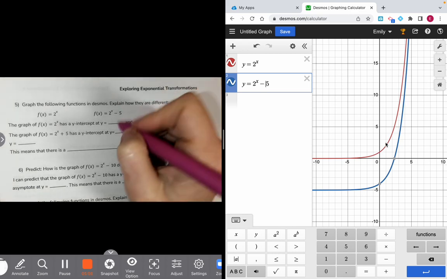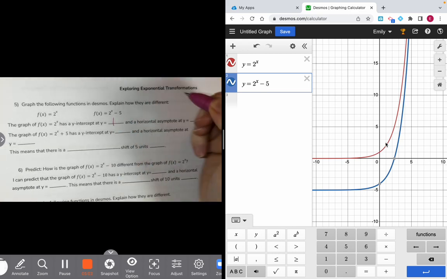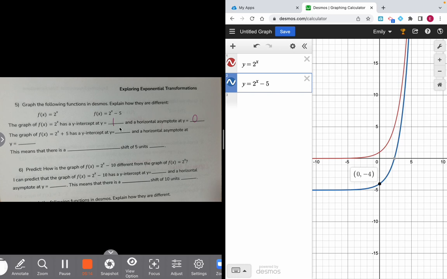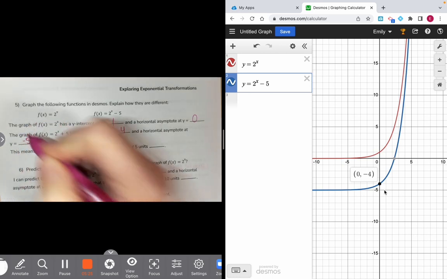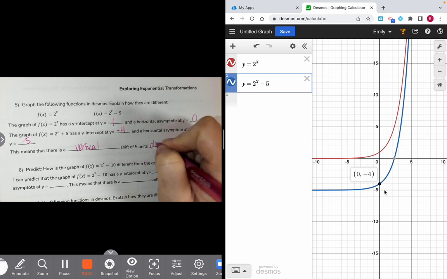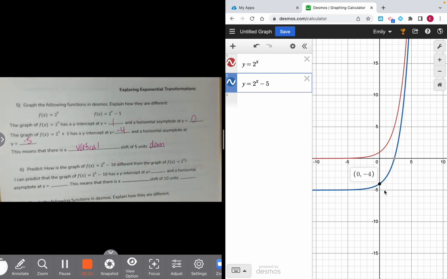It still has a y-intercept at y equals 1, and it still has a horizontal asymptote at y equals 0. What's different here is that this minus 5 has a y-intercept at -4 and a horizontal asymptote at y equals -5 in this case. This is the line here that's not going to cross. So in this case, there's still a vertical shift, but it's been going down now instead of up.